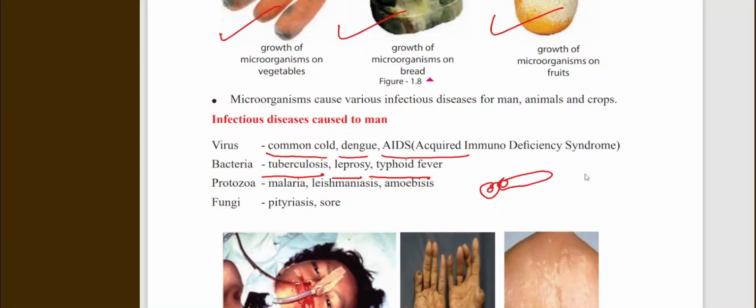Tuberculosis bacteria, typhoid fever bacteria, leprosy. Malaria is caused by a protozoa, Plasmodium vivax. Leishmaniasis, amoebiasis, you know that it is protozoa.